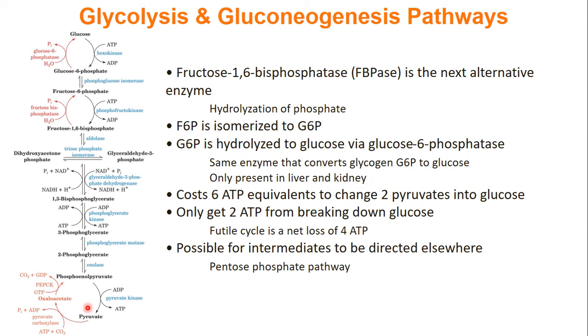Note, to go backwards, you need to burn 6 ATPs to change 2 pyruvates into glucose. Going forward, breaking down glucose to 2 pyruvates, you only get 2 ATPs. So if you just do this cycle over and over and over again, you lose 4 ATPs. And note, it is possible to take some of these intermediates and shuttle them off to different pathways, for example, the pentose phosphate pathway that we talked about.